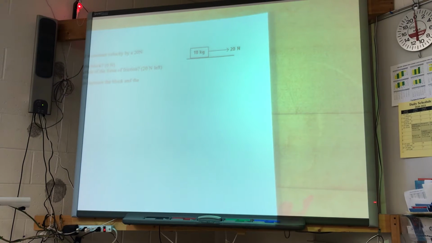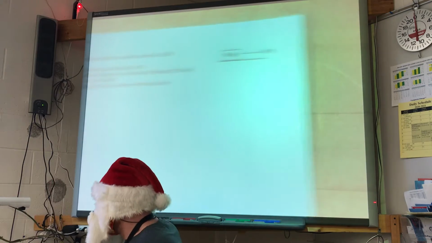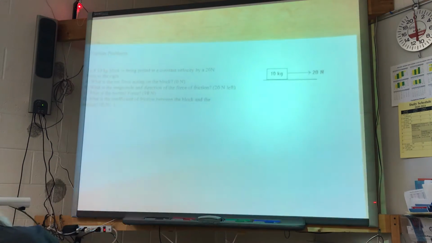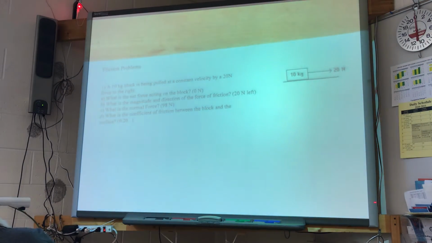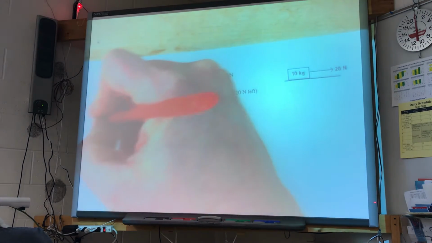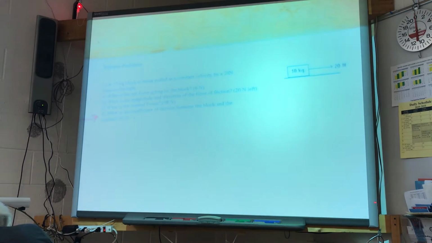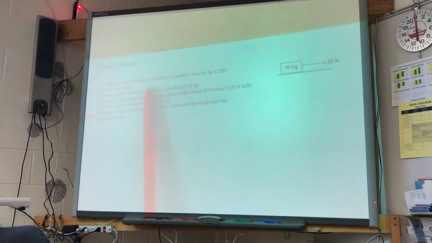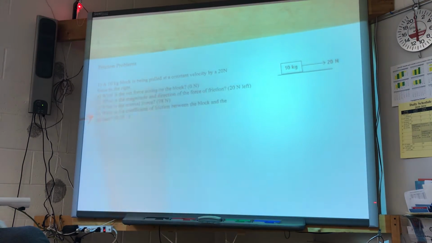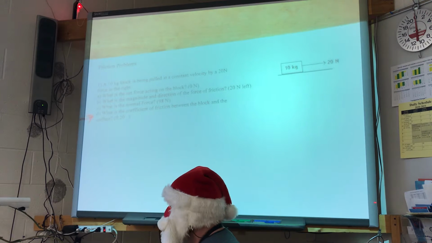Okay, so we're looking at the worksheet called friction problems. This is really taking us through a bunch of step-by-step processes. There's an A, a B, a C, a D. But as we get better at these problems, it's just going to say something like, a 10 kilogram block is being pulled at a constant velocity by a 20 newton force to the right. What is the coefficient of friction between the block and the surface? That's where we're going to get to.